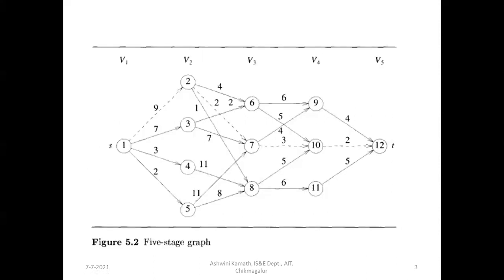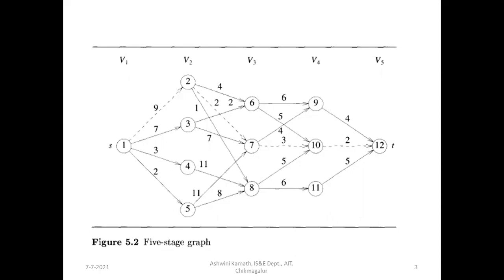So consider this graph. In this graph, you can notice that we have 5 stages: V1, V2, V3, V4 and V5. And you can notice that the first stage, V1, contains only one vertex, that is pointed by S, and it is 1.